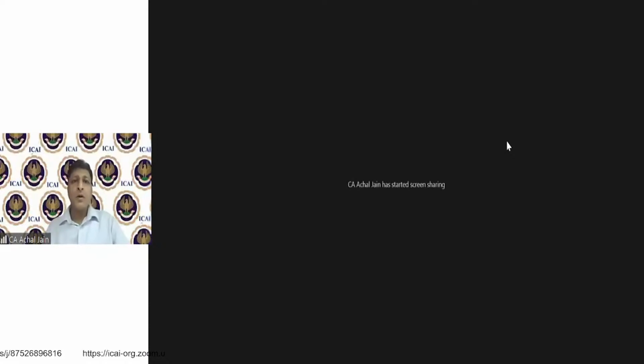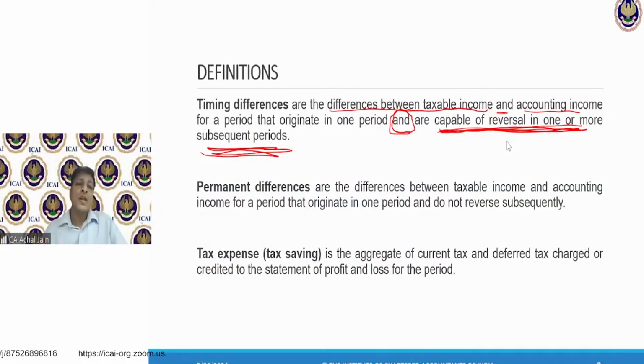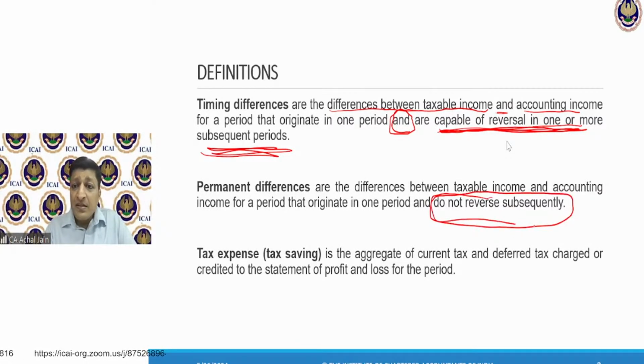Okay, so we talked about timing differences. Now let's also touch upon the permanent differences. What are the permanent differences? Permanent differences, once again, are the same set of differences which arise between the accounting income and the taxable income. But these are those differences which do not reverse in the future years. These differences will remain forever. They will never reverse.